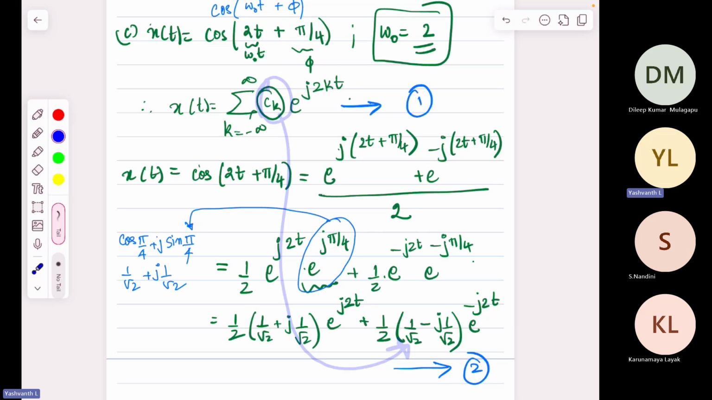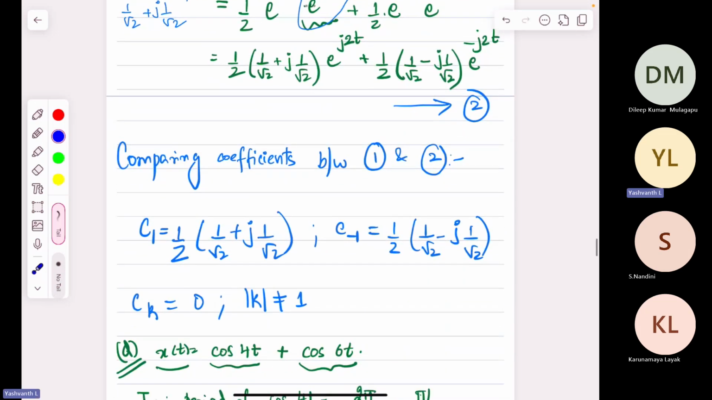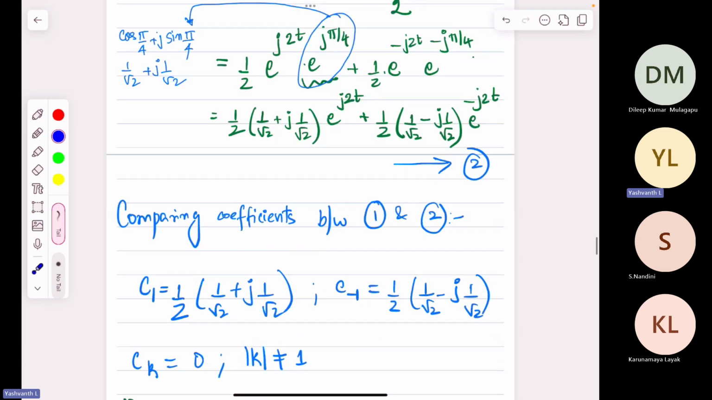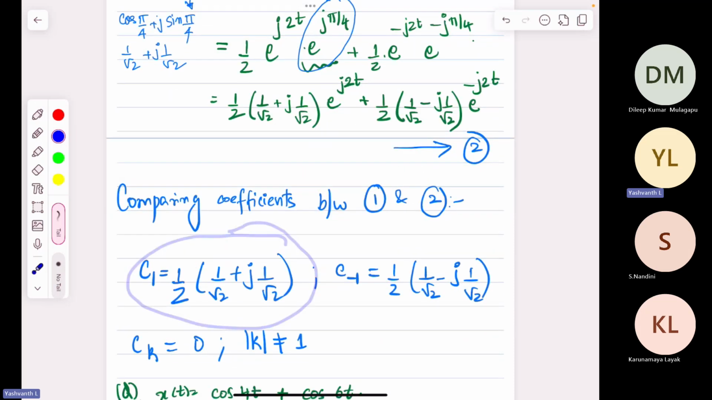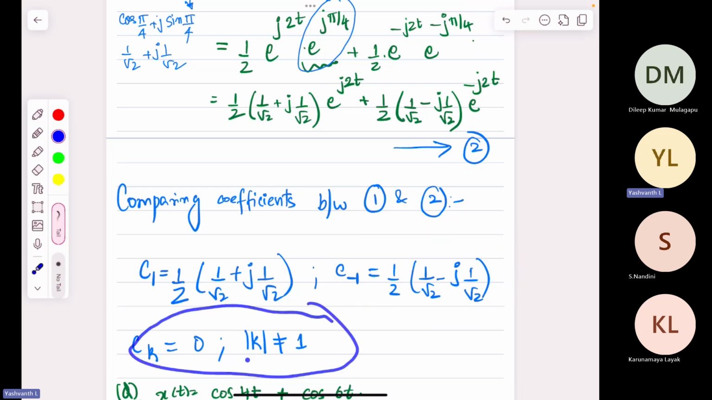Now, what about the other values, c2, c3, c4, c minus 2, minus 3, minus 4, c0? What are those values? Yes, 0. Correct. You're right. They are 0. So that's what I'm writing here. Comparing the coefficients between 1 and 2, what I have is that C1 is equal to half of 1 by root 2 plus j 1 by root 2, and C minus 1 is half of 1 by root 2 minus j 1 by root 2, and CK is equal to 0 whenever mod K is not equal to 1. That is, when K is not equal to 1 or minus 1.